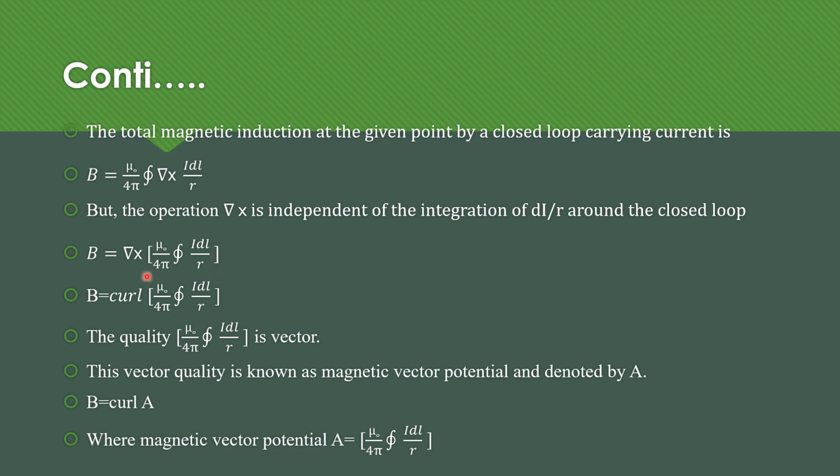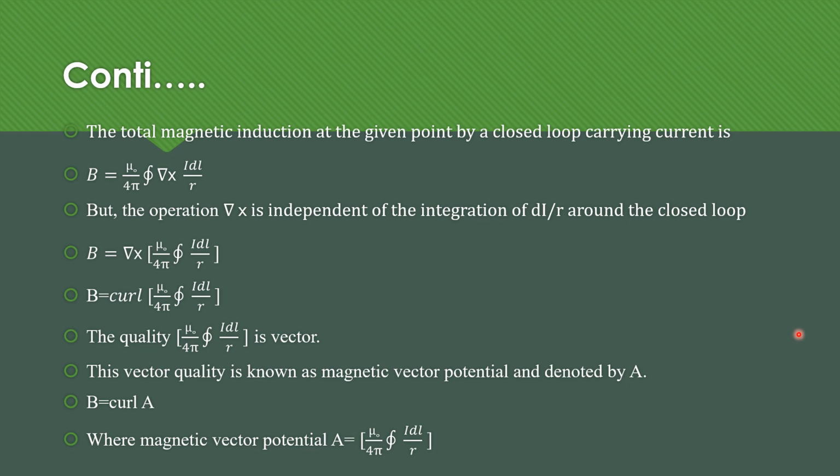Okay, and simply this del cross is nothing but curl. So we have mentioned this del cross as curl in this step, and the remaining term is as it is. Here this quantity mu 0 by 4 pi closed integral I dL by r is a vector quantity, and this vector quantity we will denote by A. So the equation becomes B is equal to curl of A, and this A is called the magnetic vector potential, and it is given by mu 0 by 4 pi closed integral I dL by r.